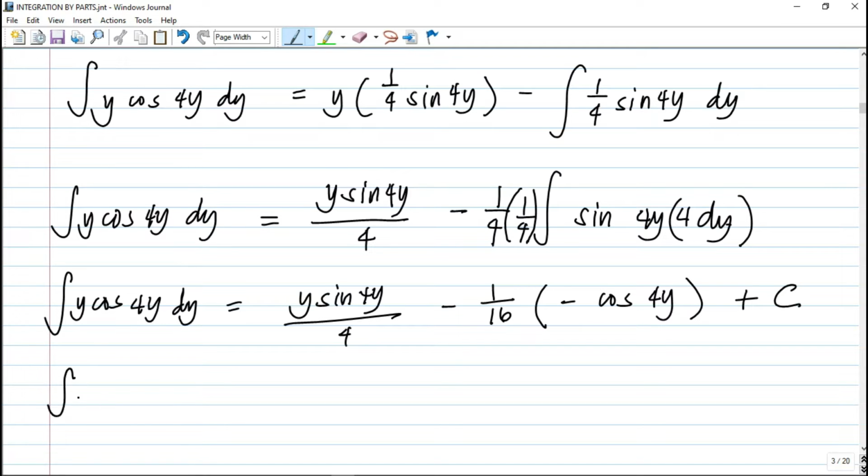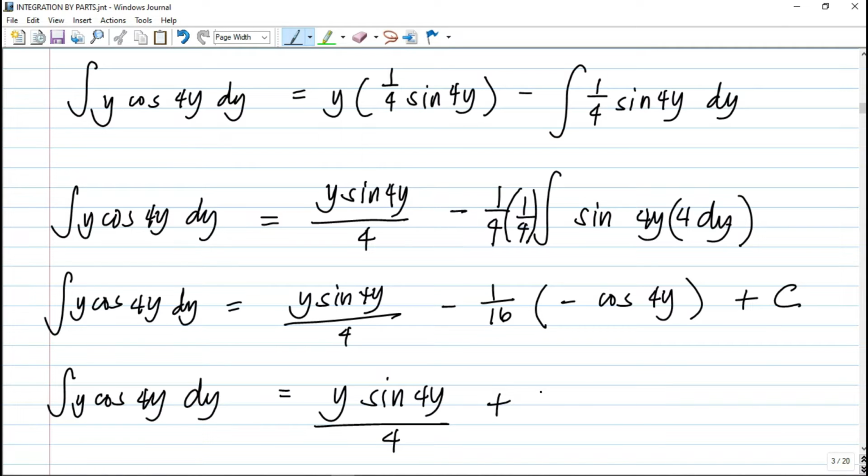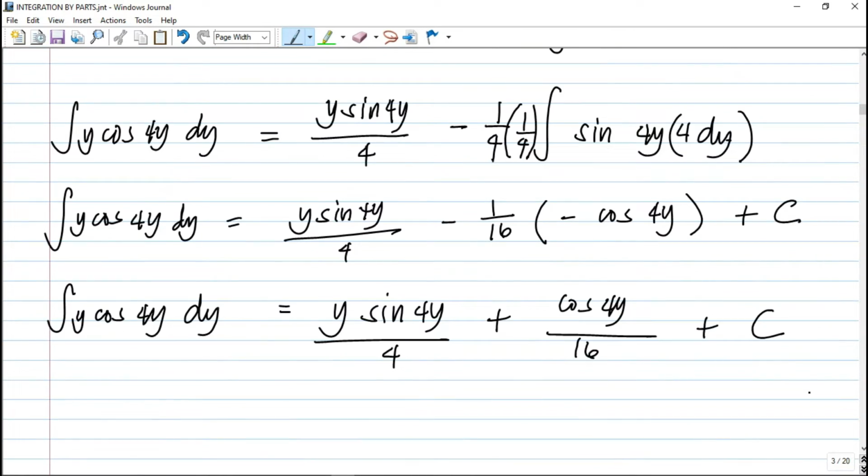So the integral of y cosine 4y dy equals y sine 4y over 4, plus, since negative times negative is positive, 1/16 cosine 4y, so cosine 4y over 16, plus c. This is the final answer for this particular problem.